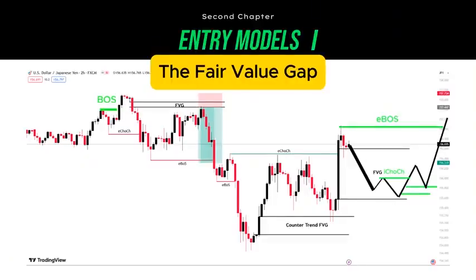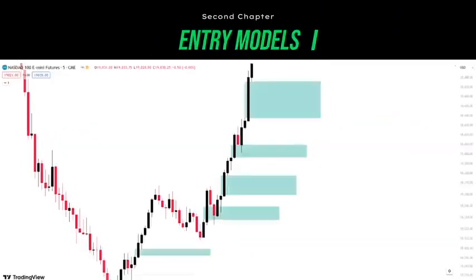If you noticed, we usually use the higher time frames more often. This one is the Nasdaq futures in the 5-minute time frame. This one is a lower time frame chart, and the reason we do not use lower time frames very often is because of false signals and low quality structures.